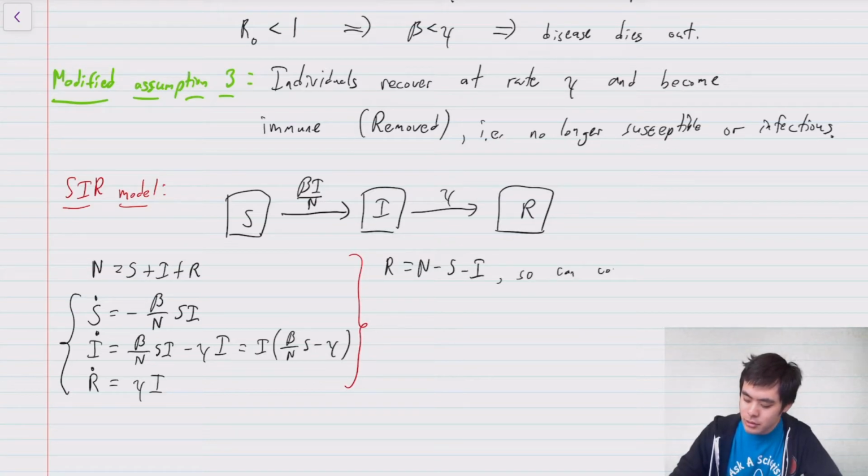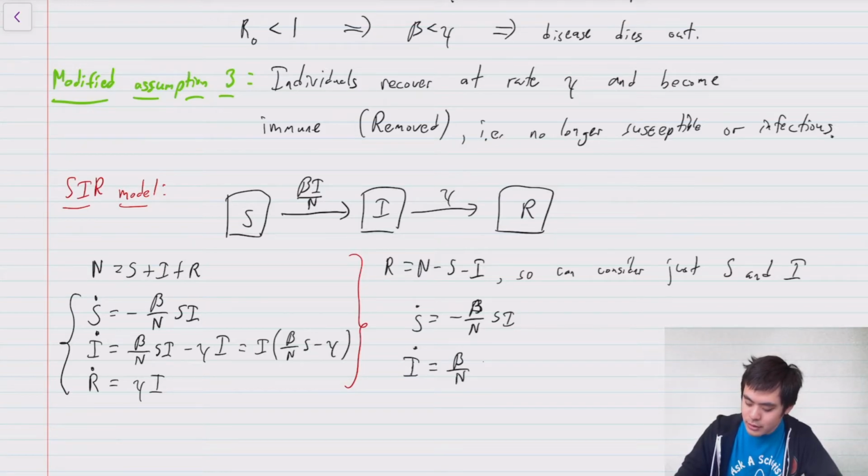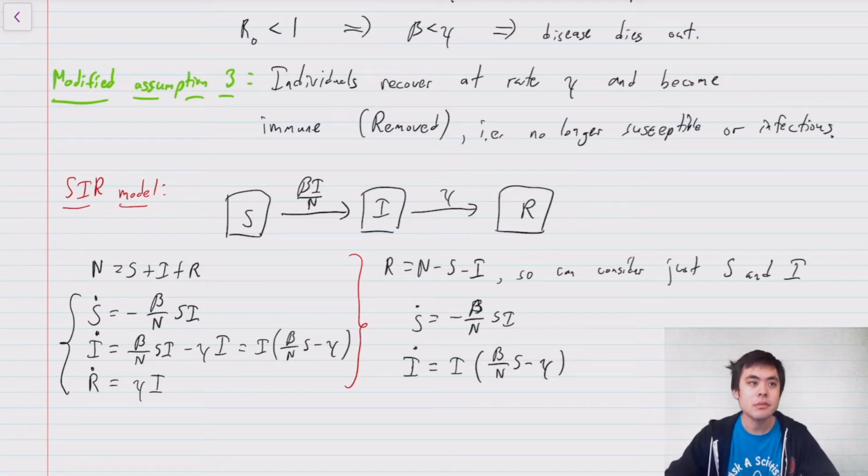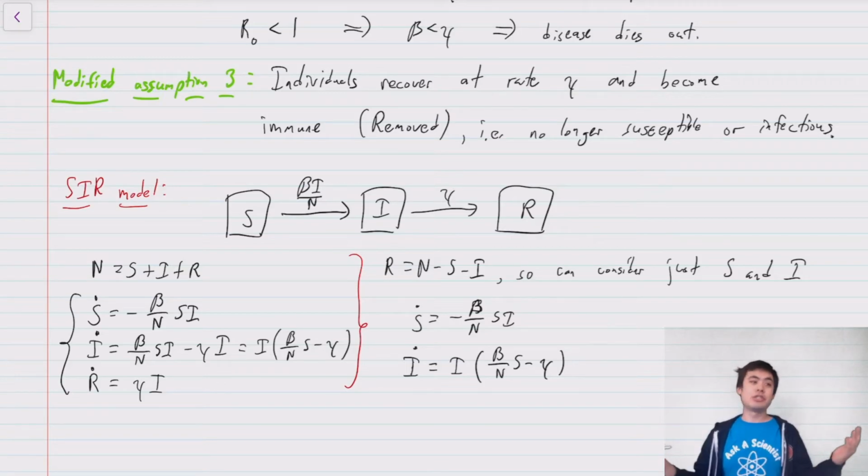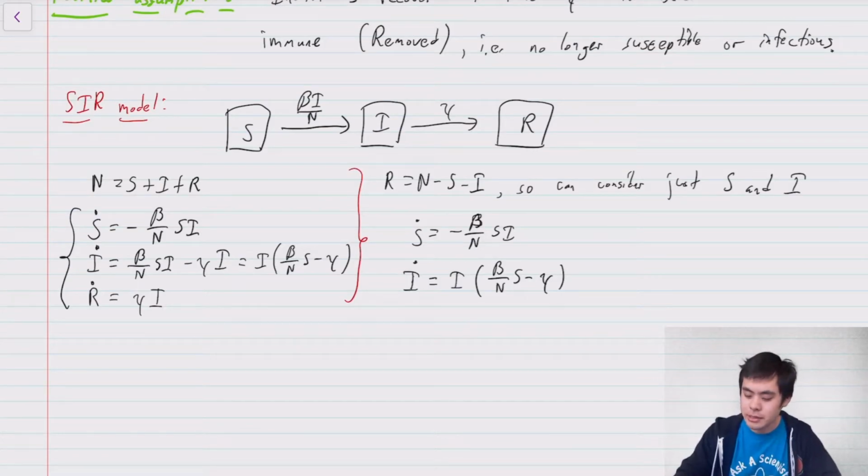So we can consider just S and I. So we're left with just S dot is equal to minus beta over N SI, and I dot is equal to beta over N SI minus gamma I, actually let me write this as I times (beta over N S minus gamma). But since this is a 2-dimensional system of equations, we can't use a phase line, we have to use a phase portrait instead. So let's start by talking about the nullclines.